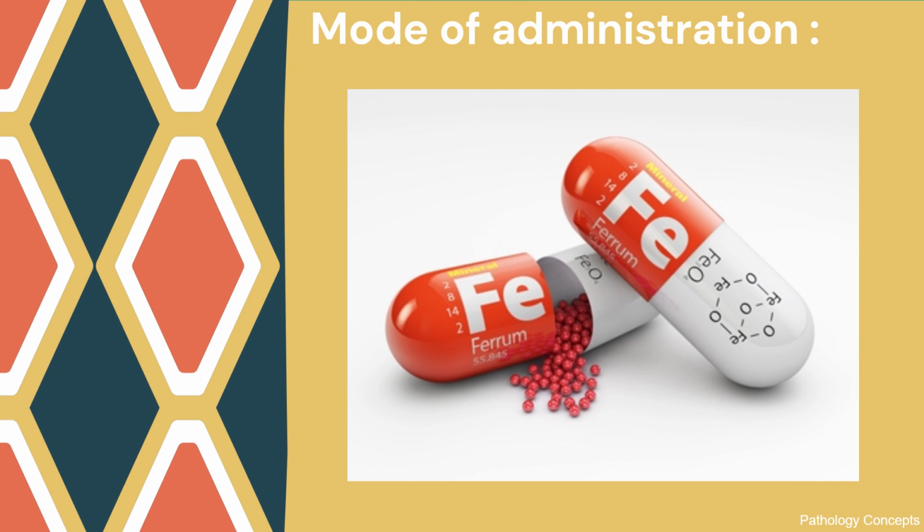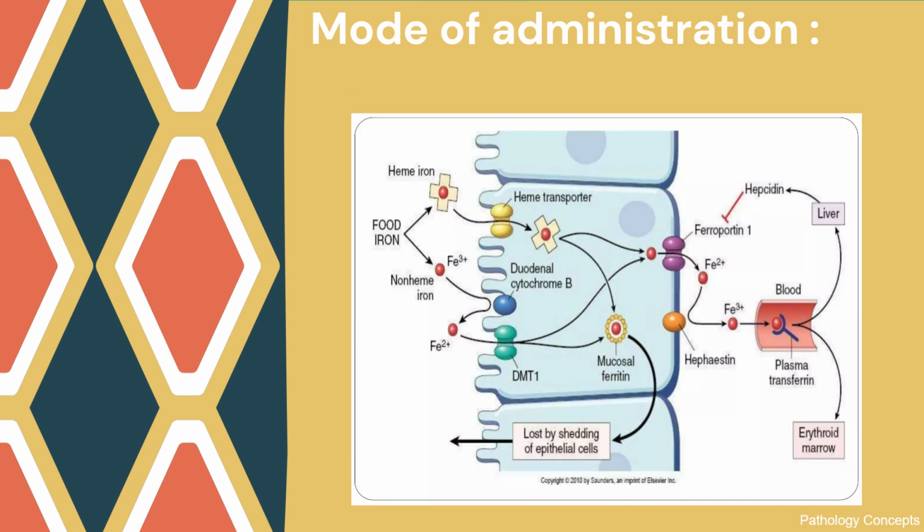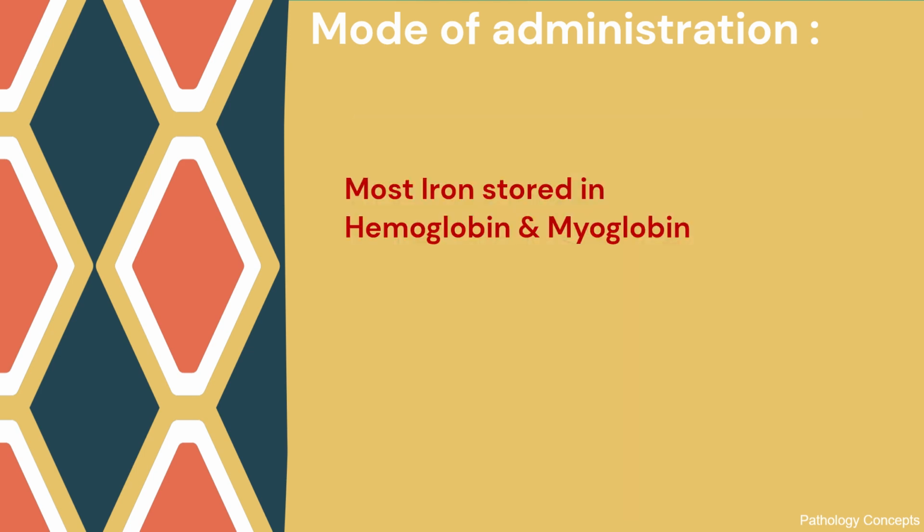Oral iron. The iron administered orally travels to the duodenum where it is taken up into enterocyte along the brush border by divalent metal ion transporter 1. Most of the iron is incorporated into hemoglobin and myoglobin and the rest is stored in macrophages with storage protein apoferritin.